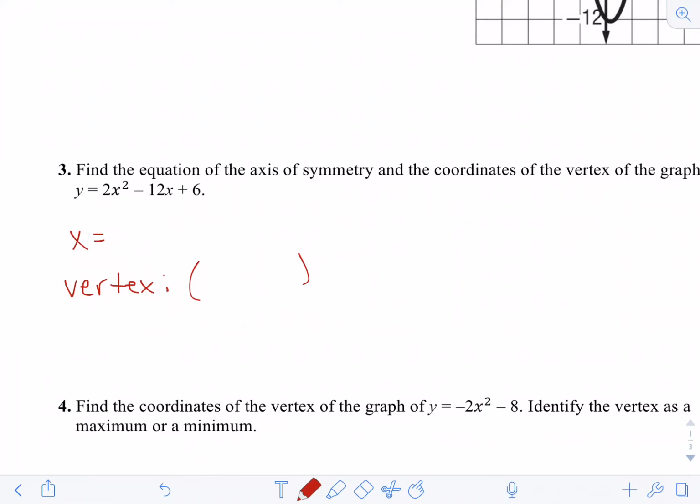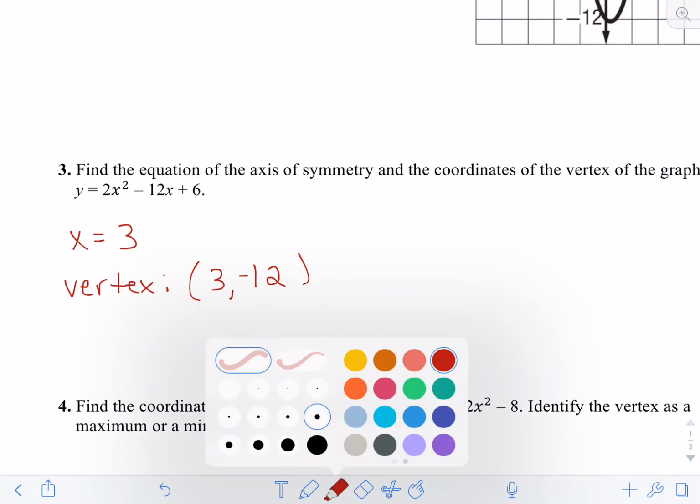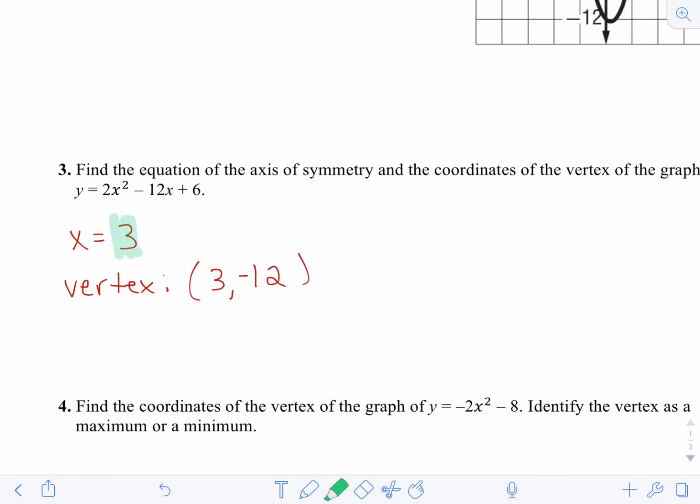And in this case, it is the lowest point, so I'm going to hit second trace, min. I'm going to go on the left side, hit enter. Move my little blinky over to the right side, and hit enter. Hit enter one more time. And my minimum is going to be at 3, negative 12. So my axis of symmetry is the x value, so x is equal to 3. These two numbers right here will always be the same.